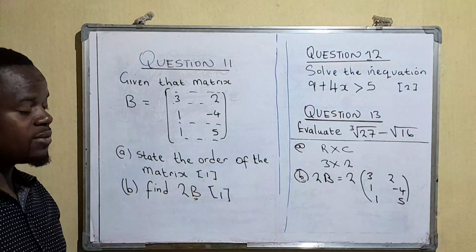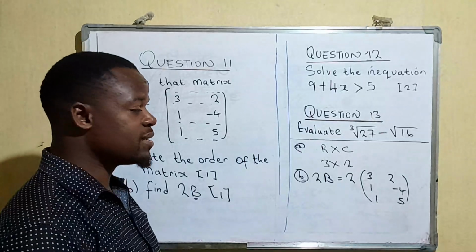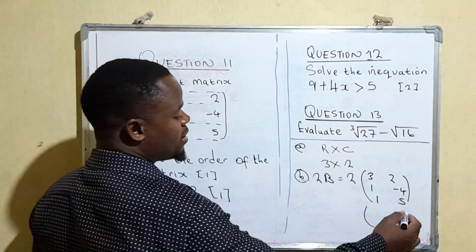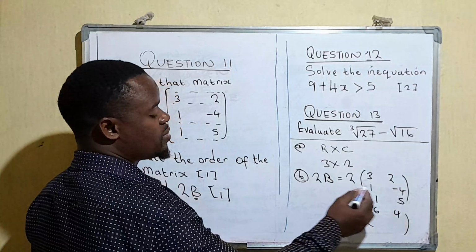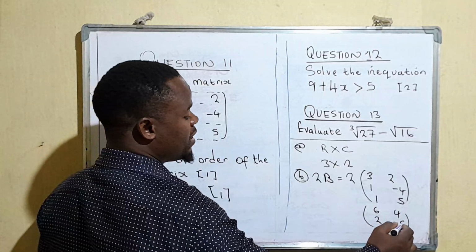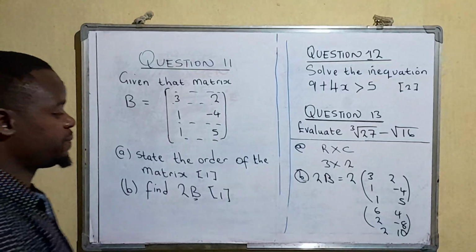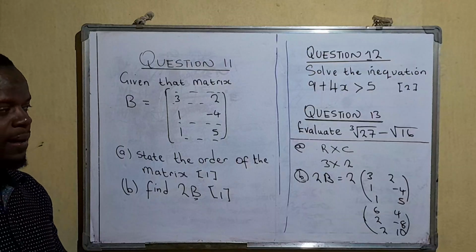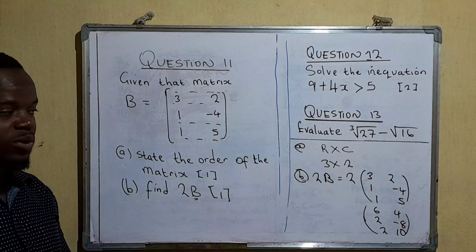To finalize this, you have to multiply the scalar that you've been given by each and every element inside of the matrix. So if we multiply 2 by 3, this one will give us 6. 2 by 2, that will give us a 4. 2 times 1, that's a 2. 2 times 1, that's a 2. 2 times -4, that's -8. 2 times 5, that gives us a 10. You see that? And by so doing, you walk away with the full marks that have been allocated to those questions.